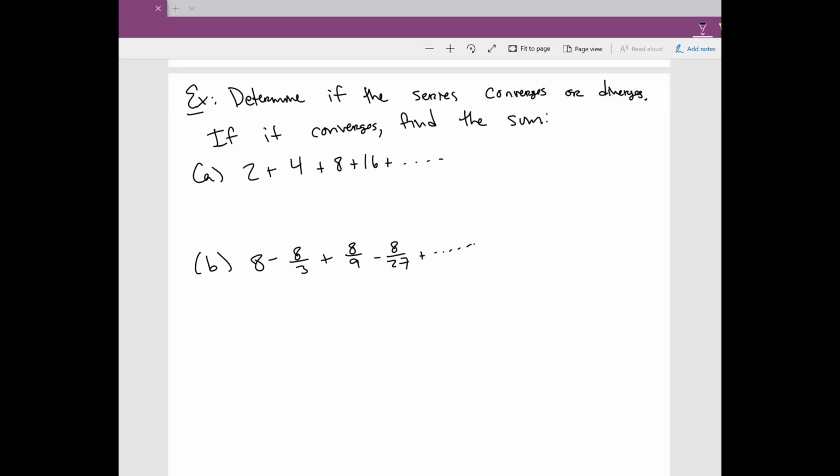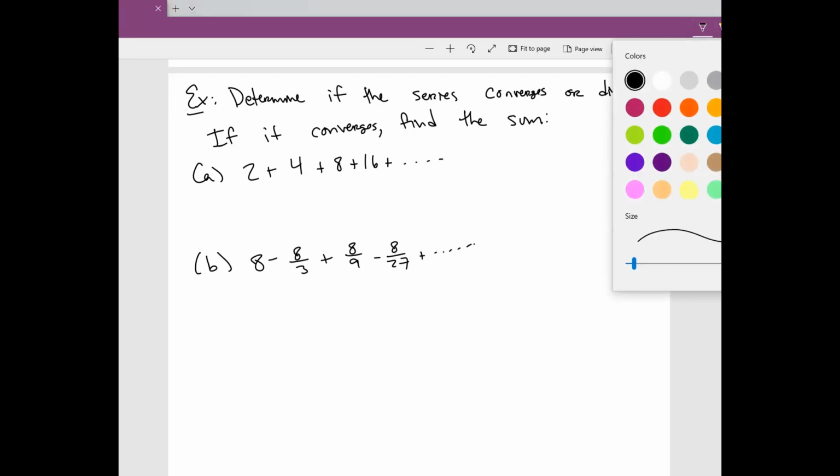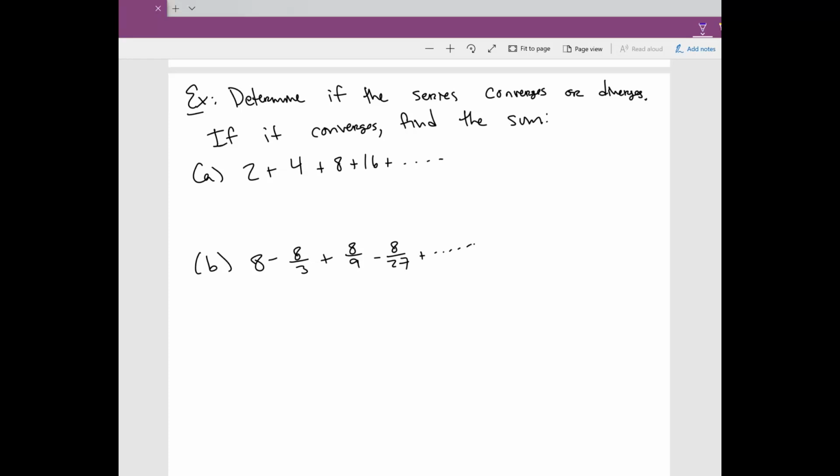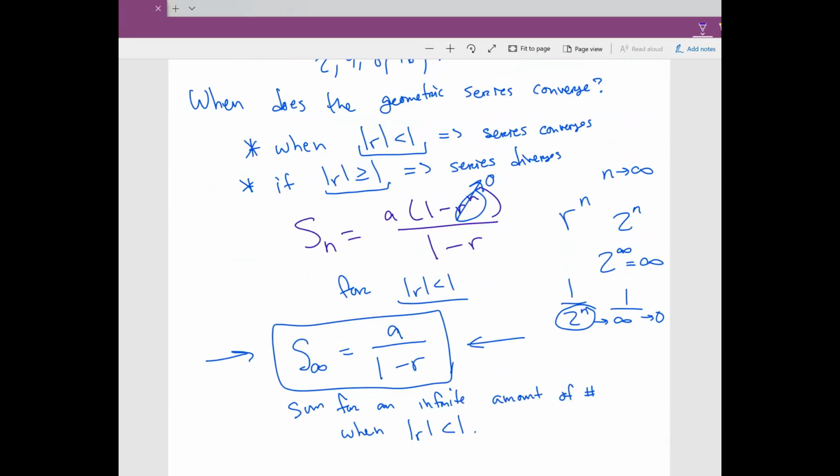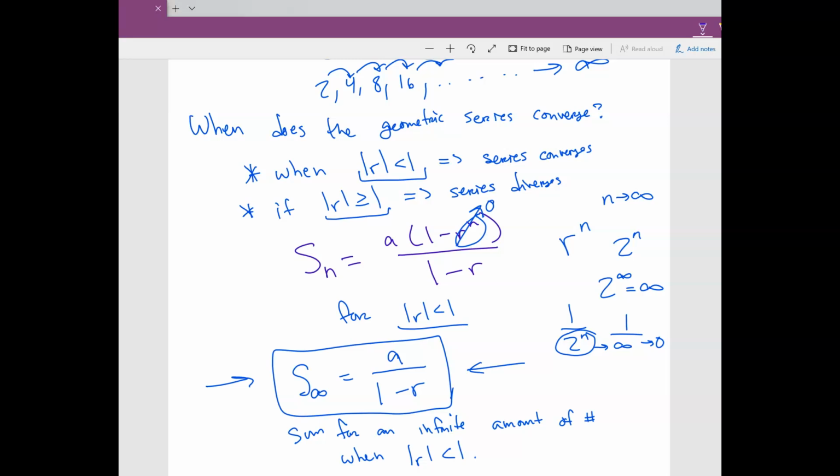So let's do some examples. Determine if the series converges or diverges, and if it converges, find the sum. Basically, what we're doing here is summing an infinite amount of numbers, and we want to know whether this is going to converge or diverge. Remember, all we need to see is whether for this geometric series the absolute value of r is less than 1. That's basically what we're looking at.